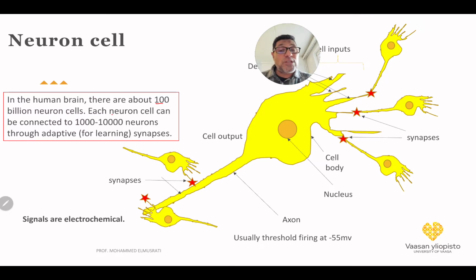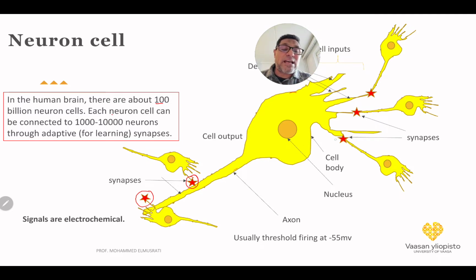To see that, the neuron itself consists of the neuron body, as you can see, this is the body or the cell body. Then we have the nucleus inside. Then we have the axon, which is the cell output, and this axon is connected to other neurons through what is known as the synapse. The synapse is actually the part which is adaptively changing during the learning.